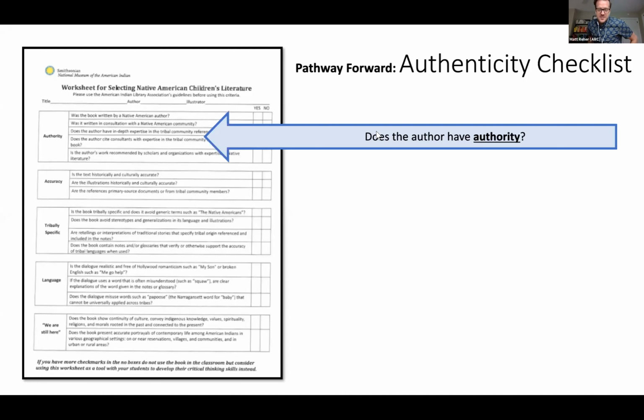This checklist, which again, we could create a checklist like this based on religion in our classroom, based on ethnicity and race, based on gender, based on sexual orientation in our classroom.